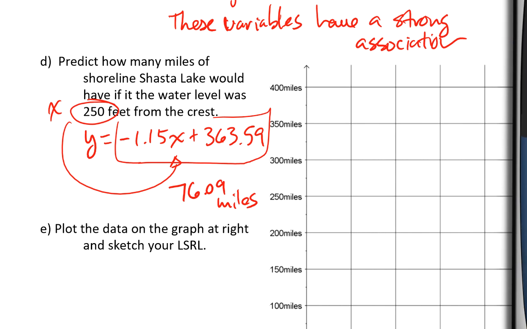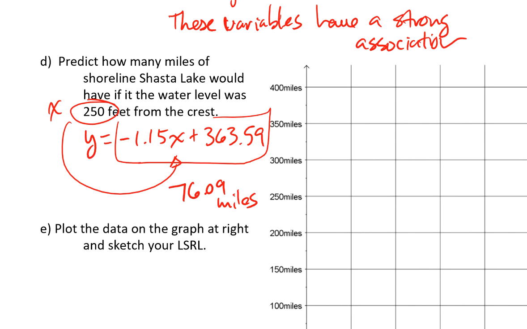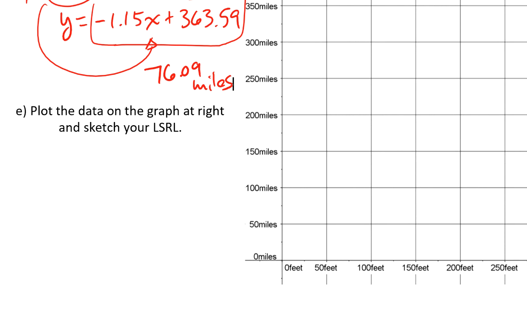The last thing that you're asked to do is go through and plot the data. That should be a fairly simple activity. I'm just looking to see that you can plot the distance from the crest on X, and the miles of shoreline on Y, and then overlay on top of that the least squares regression line. And it does say a sketch, but making it as accurate as possible is a good thing.